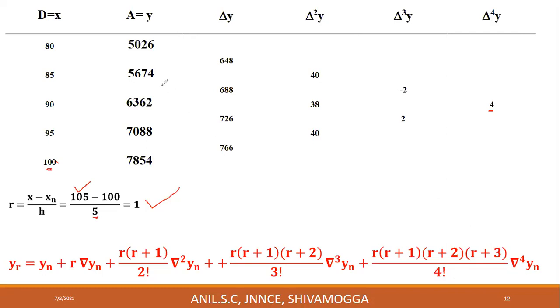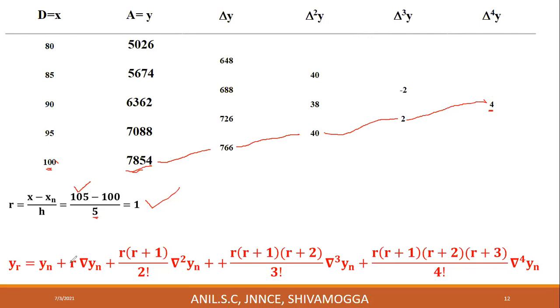In case of forward interpolation, we consider these values, but in case of backward interpolation, we consider these values. Substitute yn. Here yn is 7,854. y0, y1, y2, y3, and this is y4. y4 is yn here.